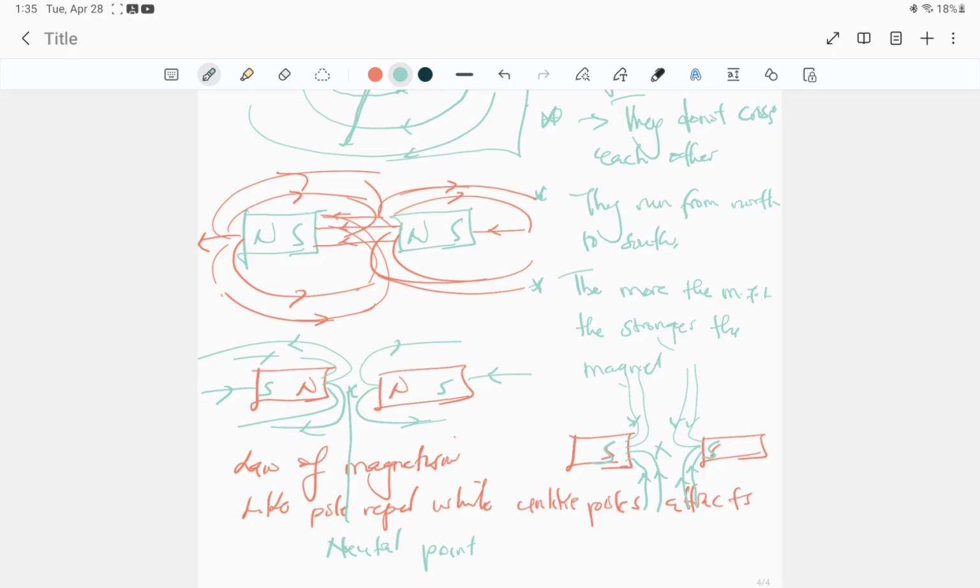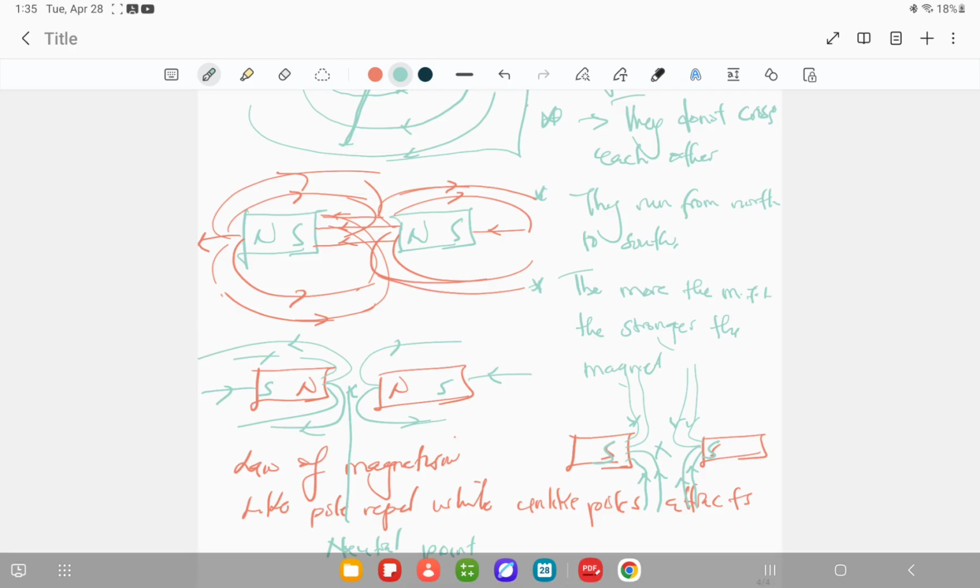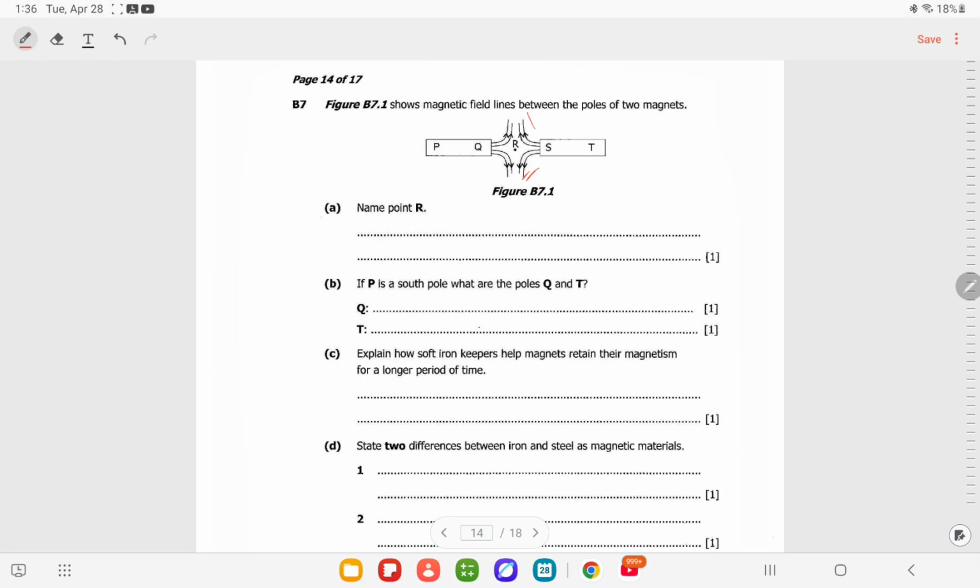So we'll be discussing magnets in parts according to the questions you will be bringing. Let's go back to our question now. Figure B7.1 shows magnetic field lines between the poles of two magnets. So we have this R, then we have these two magnets, then we have the letters. So let us look at where the arrows are going.